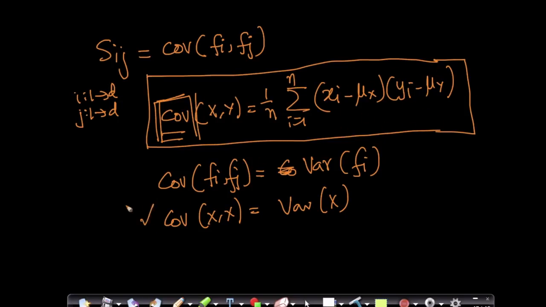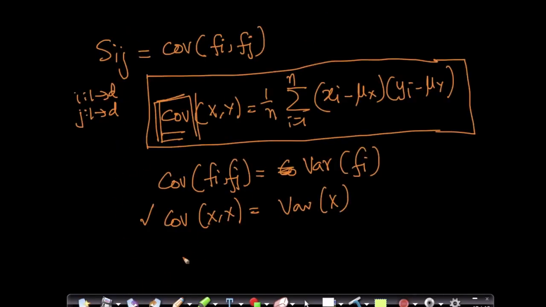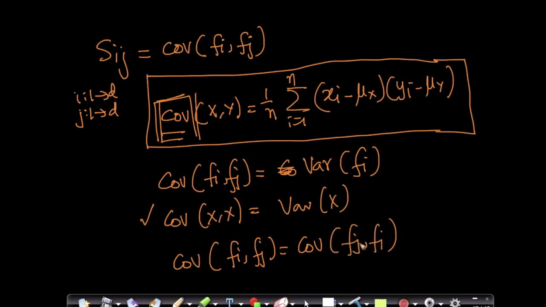This is obvious. So let's understand our matrix again. There is one more property of covariance: the covariance of fi and fj is the same as the covariance of fj and fi. It's one and the same, because if I swap the x's and y's, the formula doesn't change. If I put yi minus mu of y and xi minus mu of x, it doesn't change. So these are some of the simple properties of covariance.